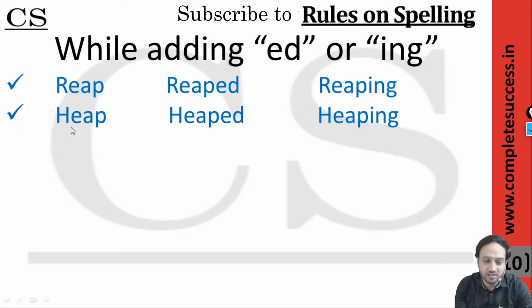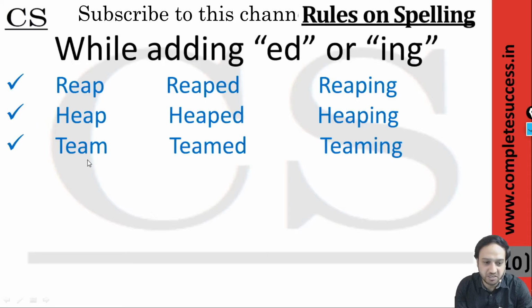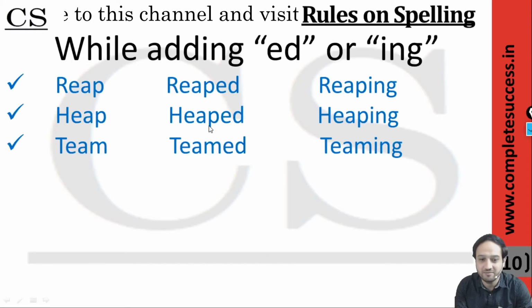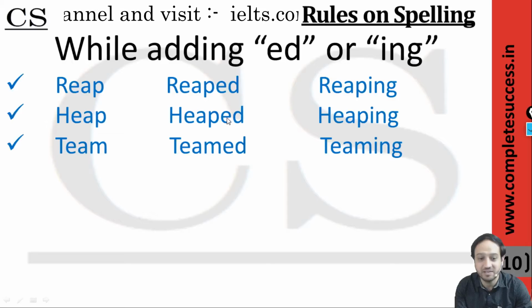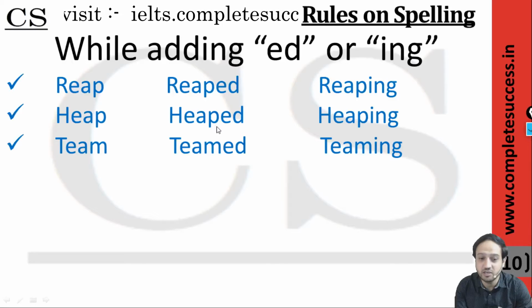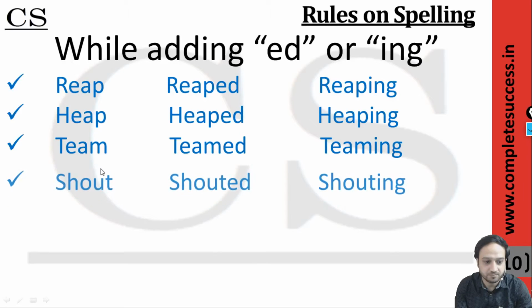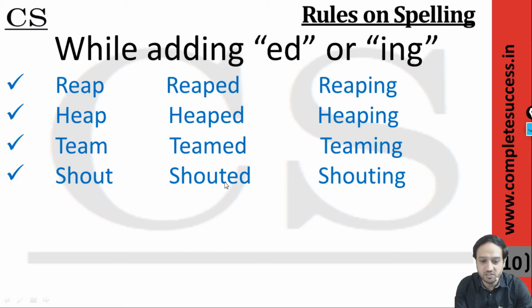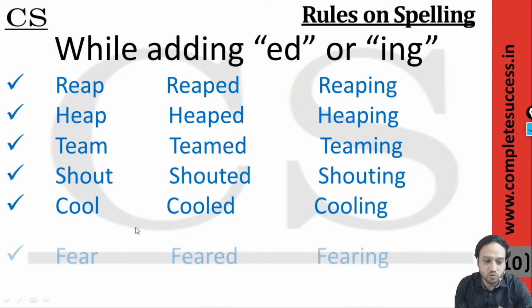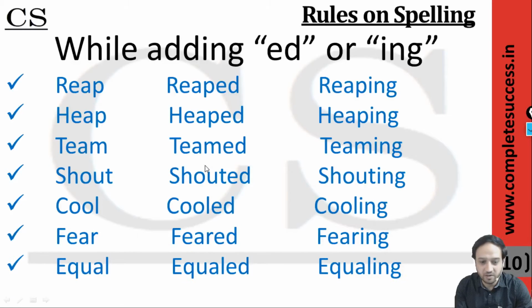We can see other words like heap, team, where there are two vowels before the consonant, and while adding ed and ing, we will not double the last consonant. We will double the last consonant only if there is one vowel before it. Shout, there are two vowels, so we will not double the last consonant. School, fear, equal. So in all such cases, we have kept the last consonant as a single consonant.